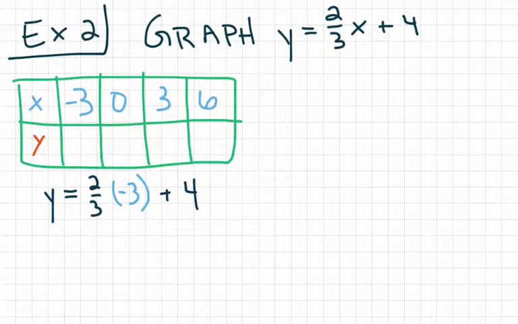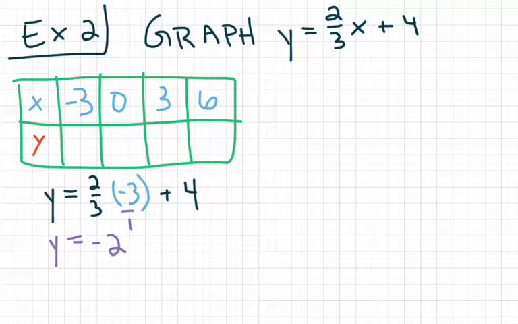So now I do some math. I'm going to have y equals 2/3 times negative 3. Think back to 5th grade when we were learning multiplying fractions. I could imagine that this is over 1. So 2 times negative 3 is negative 6. 3 times 1 is 3. So I have negative 6 over 3. Negative 6 divided by 3 is going to give me negative 2. So 2/3 times negative 3 is going to give us negative 2.